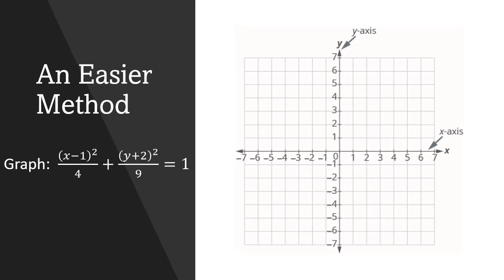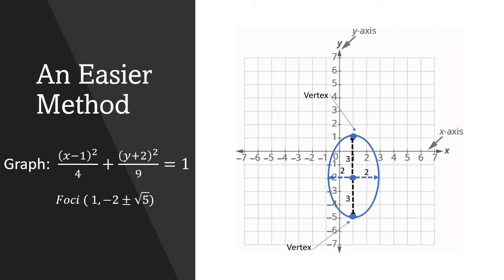Now we have an easier method. First, we're going to locate the center at 1 and -2. Then we're going to take 2 units left and right, then 3 units above and below the center, and that's my ellipse. Don't forget the coordinates of the foci, and now we have the coordinates of the vertices. Keep in mind, because it's a vertical ellipse, the center and the vertices are parallel to the y-axis.